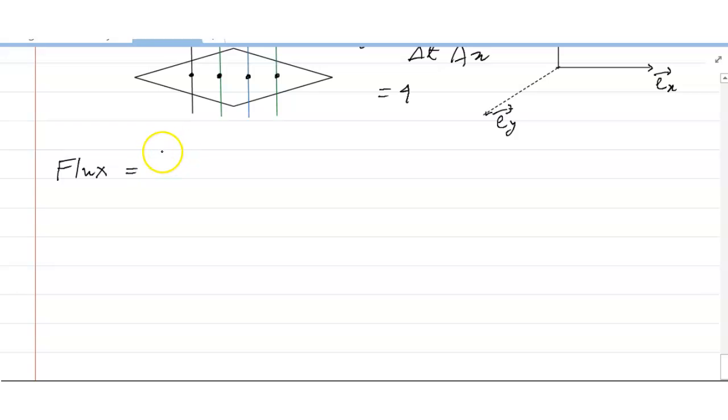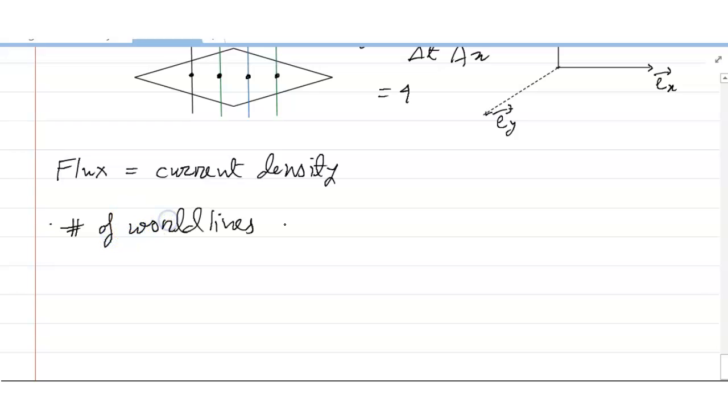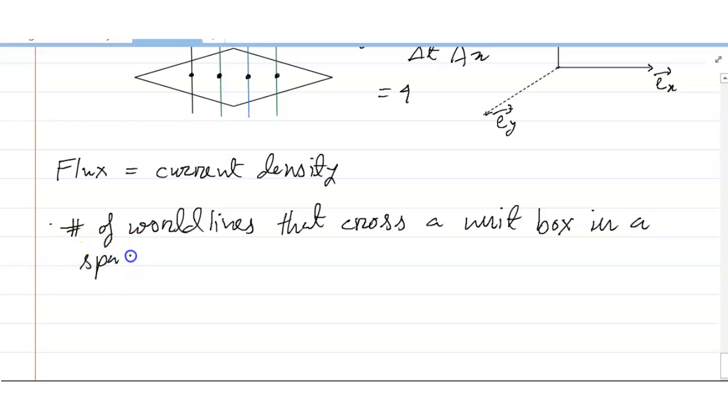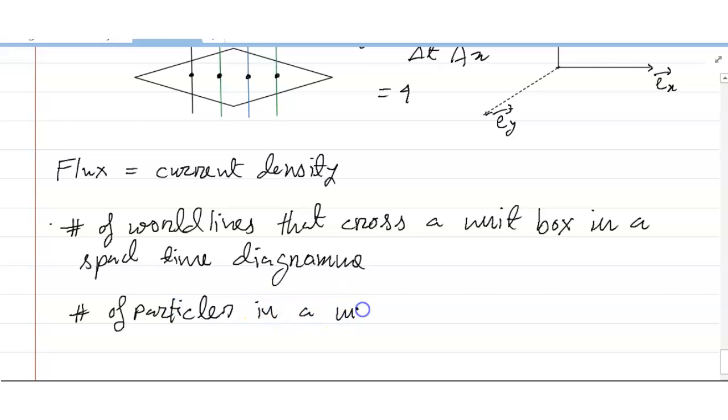Flux equals current density: the number of world lines that cross a unit box in a space-time diagram, and the number of particles in a unit box when one space-time coordinate is held constant.